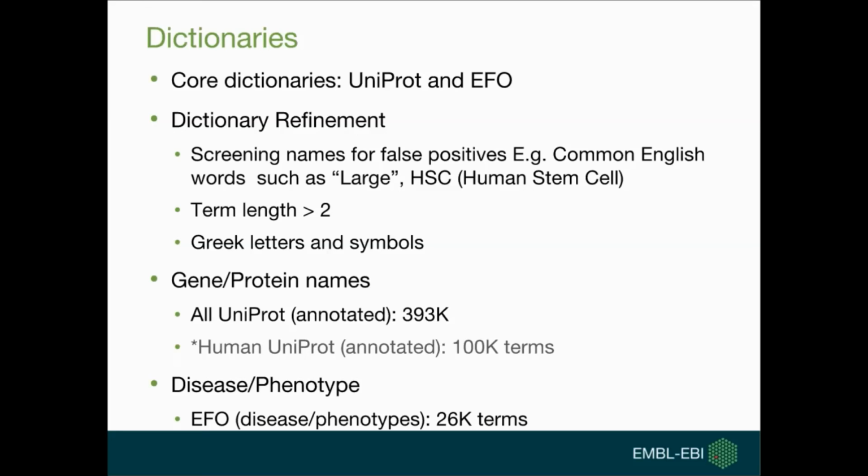For identifying genes, we use 2 dictionaries. First, whole UniProt, and the size of this dictionary is around 400K. And later, we use only the human part of UniProt, and the size of this dictionary is just 100K. Our disease dictionary size is 26K.